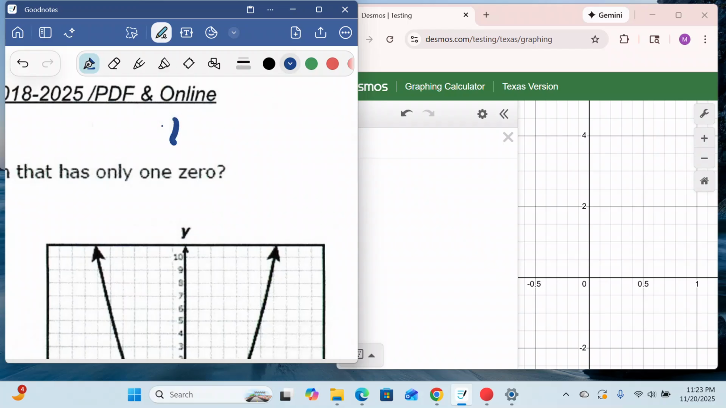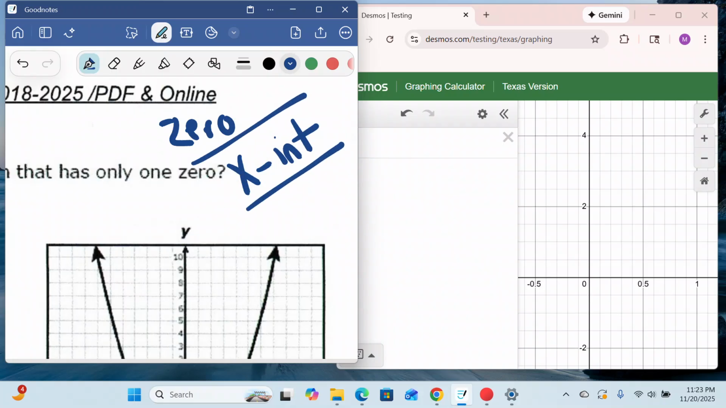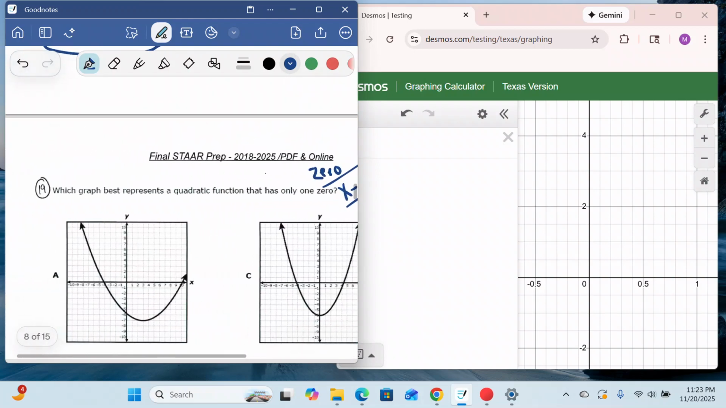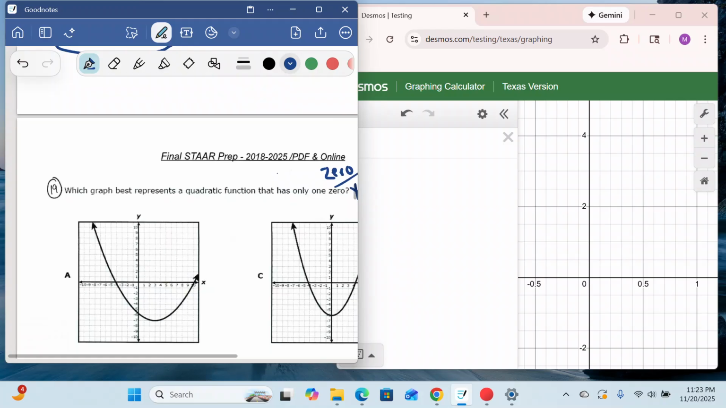A zero is where it passes the x-intercept. A zero is the same thing as an x-intercept. So once again, it's just the same exact thing. So we're going to look at each graph, and they want to know which quadratic function has only one zero.